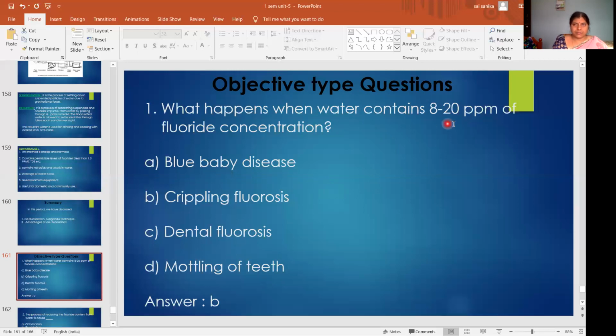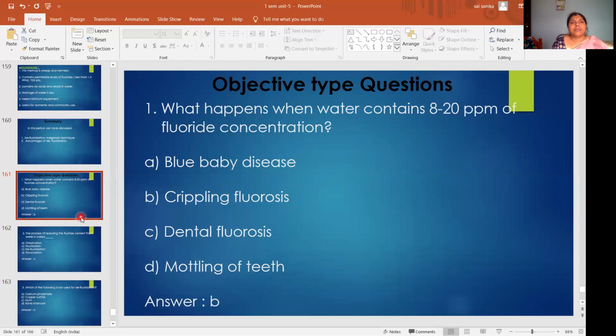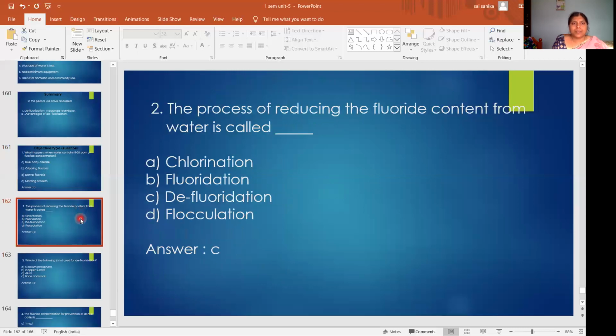If this much ppm of fluoride is present in water, you get a disease called crippling fluorosis. Next, come to the next question. The process of reducing the fluoride content from water is called. Our topic is what? Defluoridation. So the options given are: chlorination, fluoridation, defluoridation, flocculation.